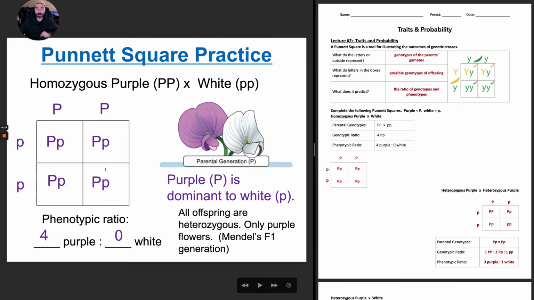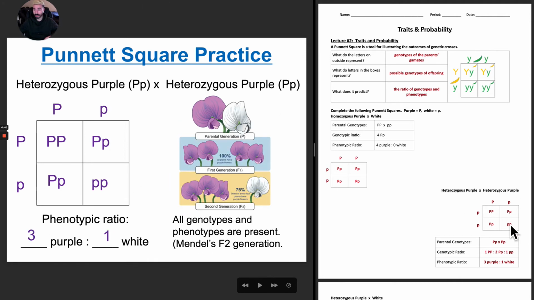They're all heterozygous for that genotypic ratio. The phenotypic ratio, since it's just purple and white, we can say there's 4 purple to 0 white, because all of these would be purple. You could just say all purple as well, and that's okay.